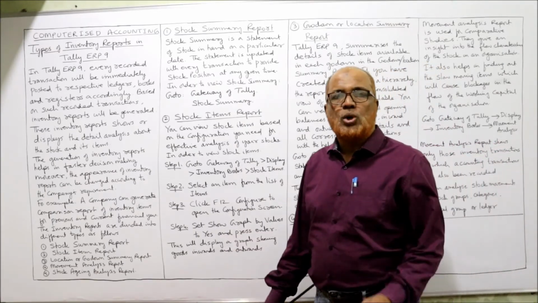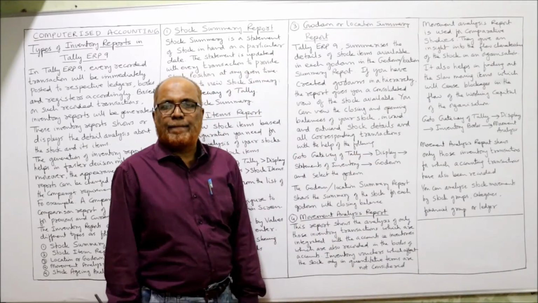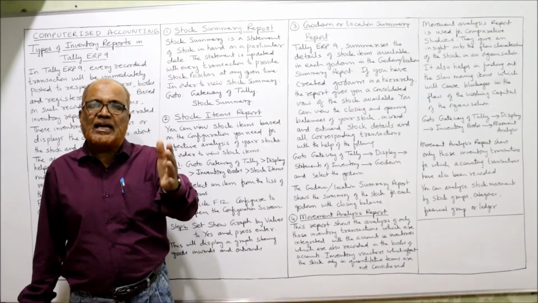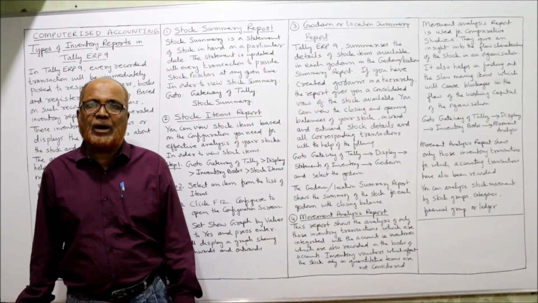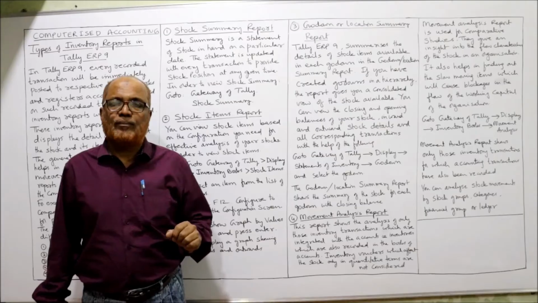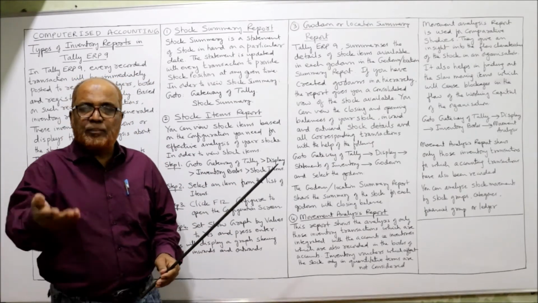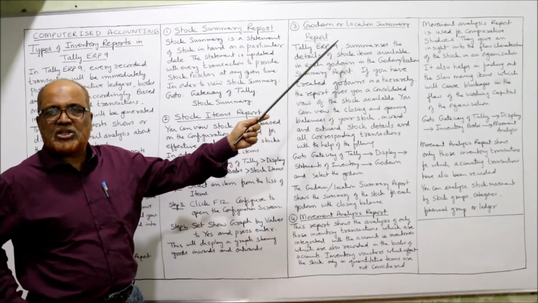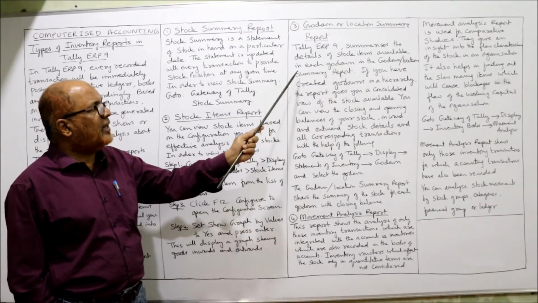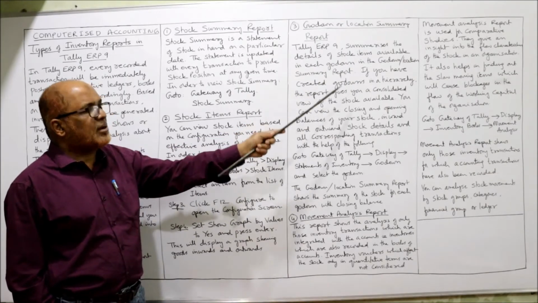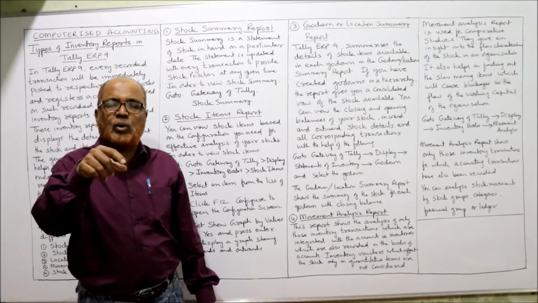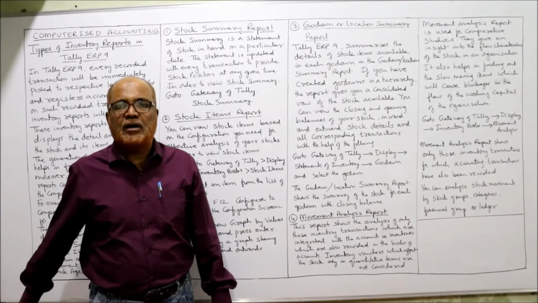The third report is the godown or location report. Sometimes a business may have different locations. The stock is lying at different locations or different godowns. Now the management wants a report on the stock at each godown, at each location. So that report of godown and location also we can get from Tally ERP 9. Tally ERP 9 summarizes the details of stock items available in each godown in the Godown Location Summary report. So by choosing this report, we can get the inventory report at each of the godowns.